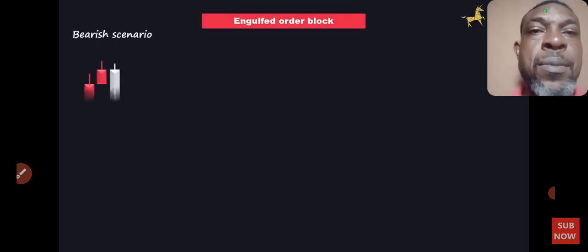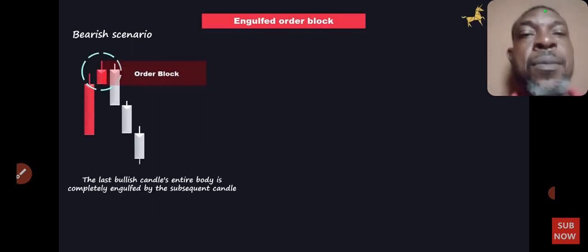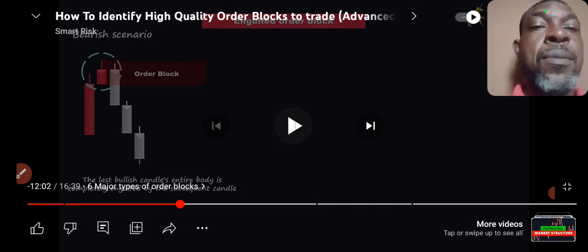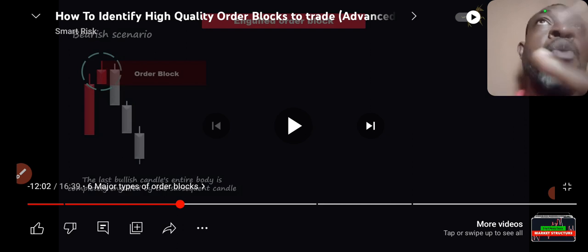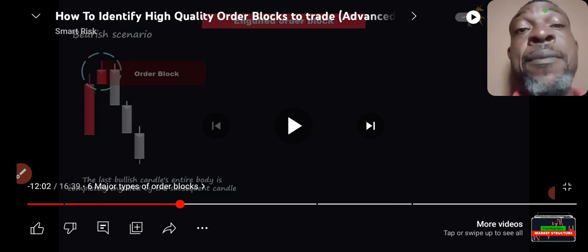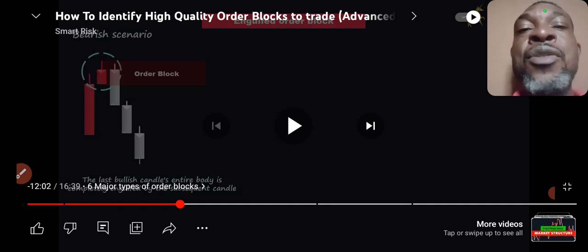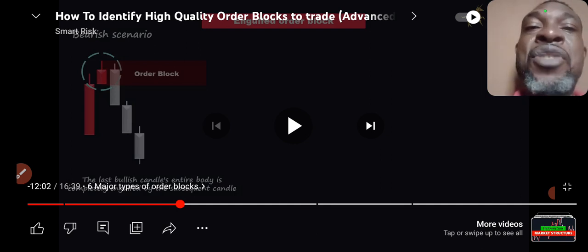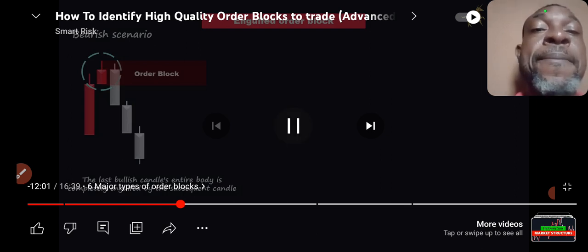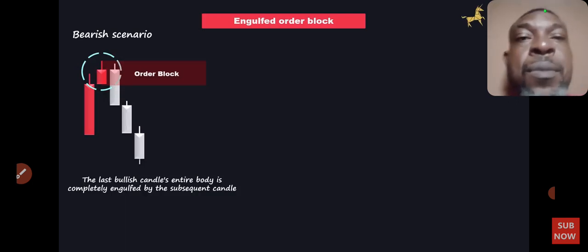In a bearish scenario, a bearish engulfed order block occurs when the last bullish candle's entire body is completely engulfed by the subsequent candle. Unlike the previous example in which the subsequent candle that started off the changing trend was smaller, in the engulfing order block, the subsequent candle that starts off the changing trend is actually bigger. That's the basic difference. Indicating a strong influx of selling pressure that overwhelms the buying momentum, followed by a sudden and significant downward movement.